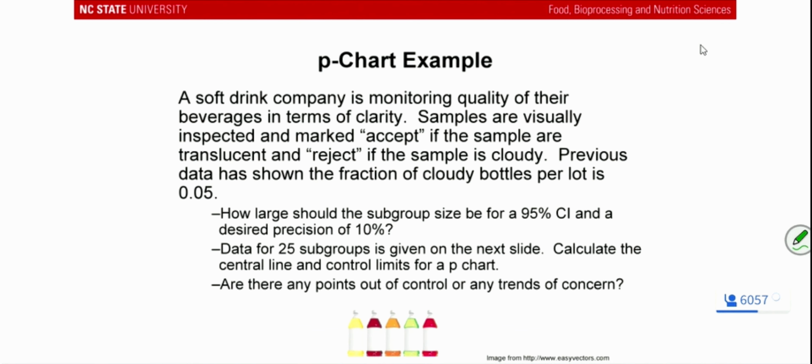But we have a soft drink company, Coca-Cola or Pepsi, something like that, or some local bottler. They're monitoring quality of their beverages in terms of clarity. Clarity is important, right? People like to look at a bottle and see straight through it, see how bright it is. Samples are visually inspected and marked accept if the sample is translucent and reject if the sample is cloudy.